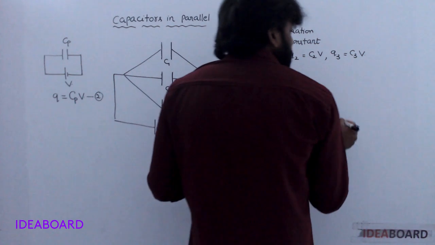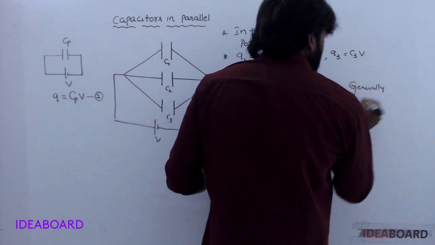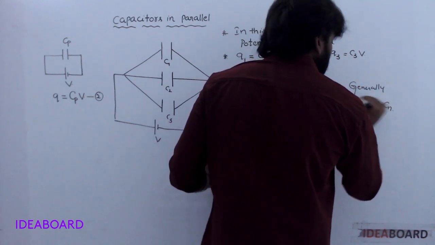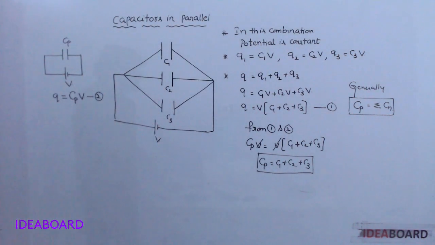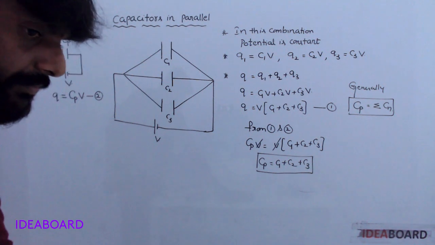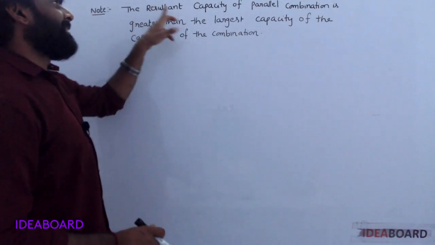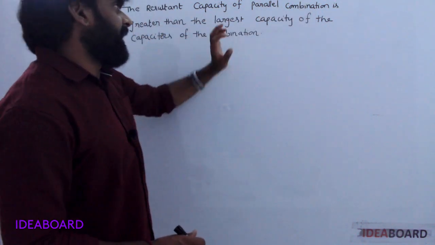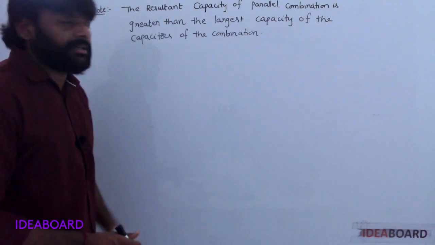Parallel combination. Generally, for n capacitors, C parallel is equal to sigma Cn. Okay. See, next note point. The resultant capacity of a parallel combination is greater than the largest capacity of the capacitors of the combination.